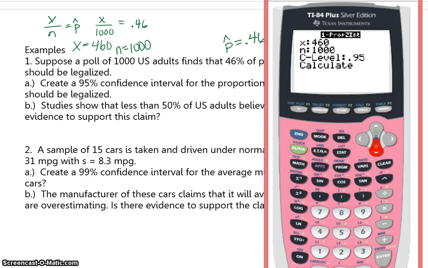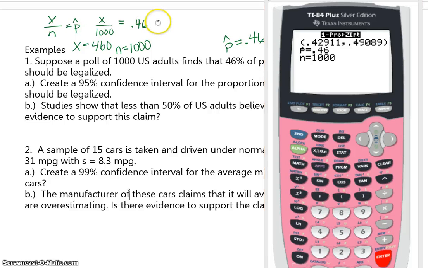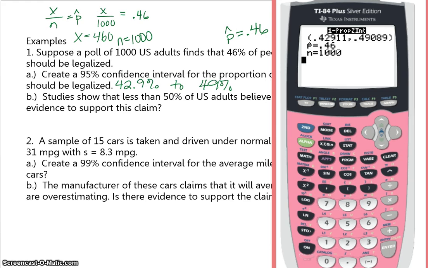Our confidence level here is 95. Calculate. There's our interval. And it actually gives us the p hat there, so you can double check and make sure that you calculated that correctly. So our interval here is 42.9% to 49%. So then, of course, you can write your conclusion and all of that. But right now, I just want to show you how to use the calculator.